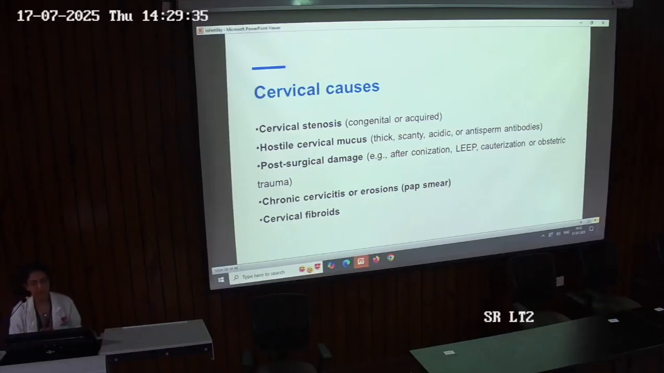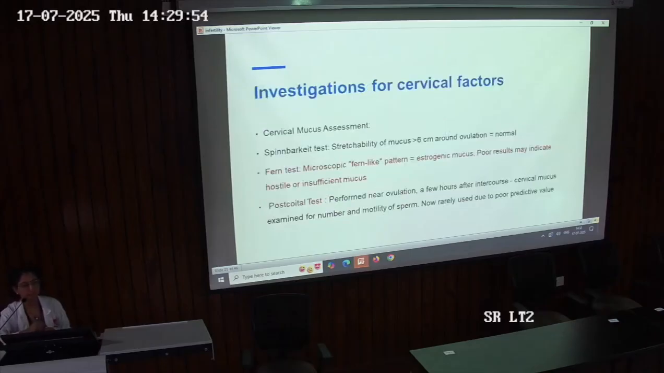Chronic cervicitis and chronic cervical erosions are again a very important cause of infertility. So the local examination that we do by per speculum or per vaginal examination is very important in the workup of infertile females. Fern test and postcoital test we usually don't do in our OPD practice, but a good per speculum examination is very important to rule out the cervical causes of infertility.